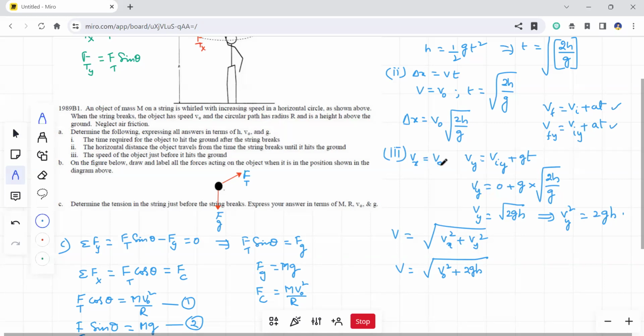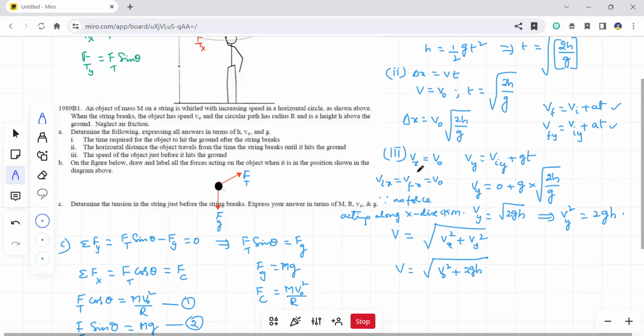Here, Vx is equal to V naught because the x component will not change. No force is acting along the x direction. Therefore, Vix is equal to Vfx is equal to V naught since no force acts on it. Whereas along the y direction, gravity is acting, therefore the final velocity will be different from the initial velocity. Initial velocity is 0, but the final velocity is square root of 2gh.